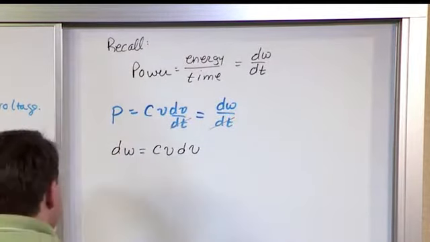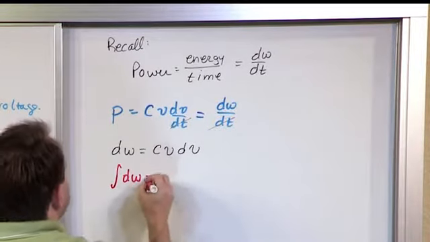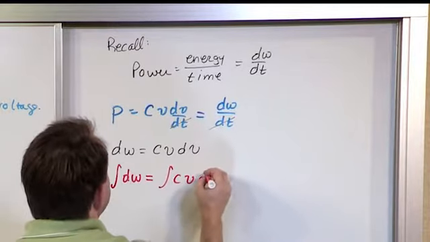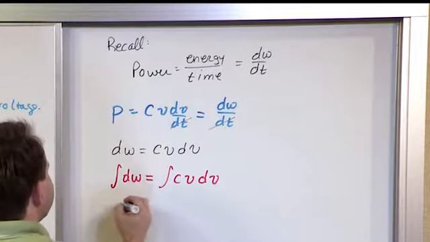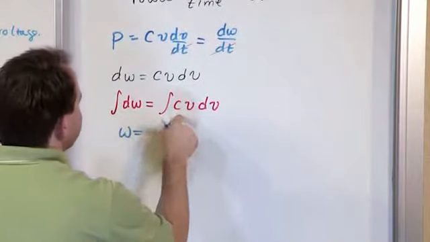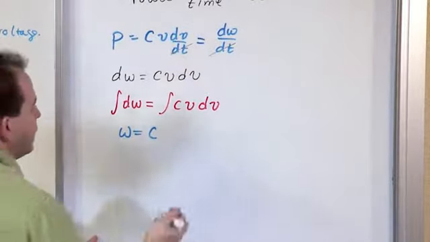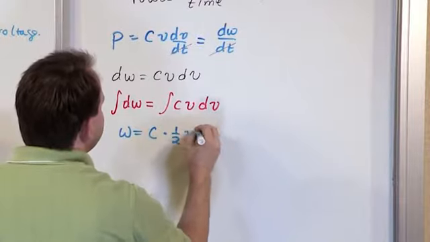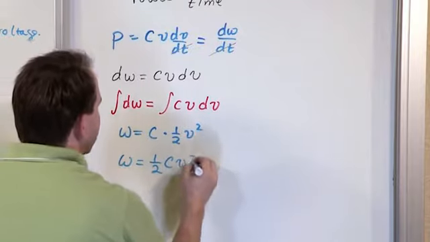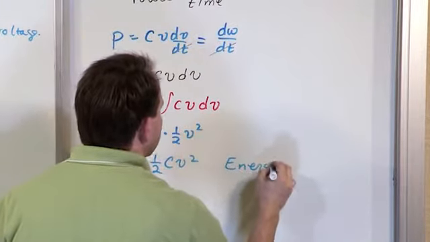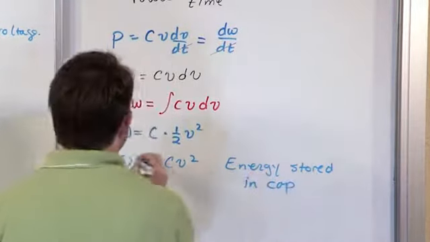And so in order to get anywhere, I'm going to integrate both sides. So the integral of dW is equal to the integral of C times V times dV. So what I have when I integrate, on the left is just going to be energy, W. Here, the capacitance just comes out. I'm integrating V dV. That's just like x dx from calculus. So what you get is 1/2 V squared. So W, rewriting it, is 1/2 CV squared. This is the energy stored in a capacitor. And there it is.